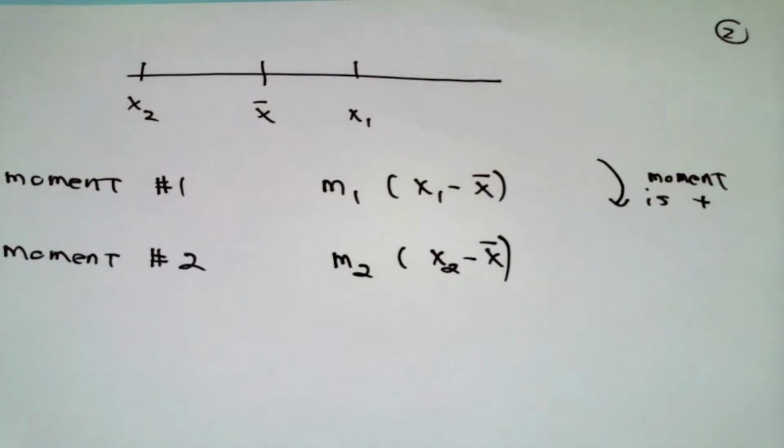In the diagram, object number 2 is to the left of x bar. If I calculate x2 minus x bar, that number will be negative. Multiply by the mass number 2, the result will be negative. This is going to be a tendency to make the beam of balsa wood turn in the counterclockwise direction, and we'll indicate that by recognizing that this contribution is negative, not positive.